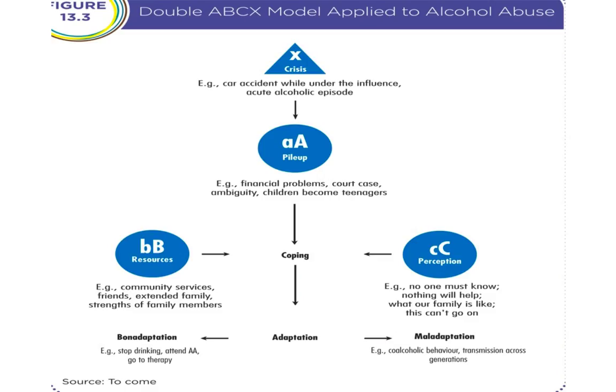Now we revisit the double ABCX model and apply it to alcohol abuse, and you see this example here. Alcoholism has a number of factors similar to chronic illness as well as differences. In alcoholic families, enablers allow the individual to continue to drink without suffering extreme consequences. Family members may also be codependent. With a lack of personal boundaries, they take on the drinker's problems, finding meaning and worth in caretaking. They believe they are responsible for whatever happens to the drinker and are at risk of developing a stress-related illness.